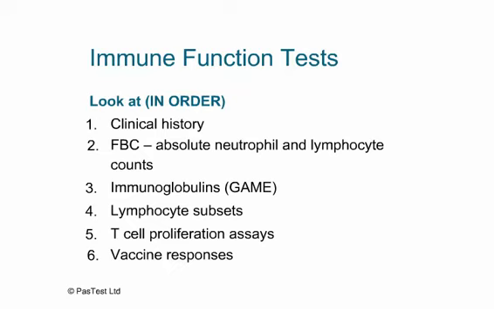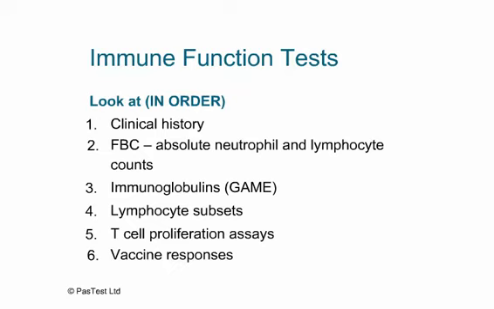From the history, you need to work out what type of infections this child is having, and are they any more than is normal. The next thing to look at is the full blood count, and I'm particularly interested in the absolute neutrophil count and the absolute lymphocyte count. And particularly in babies, lymphocyte counts are much higher than they are in adults, and any lymphocyte count of less than 2 in a child under the age of 1 needs to be treated with some suspicion.